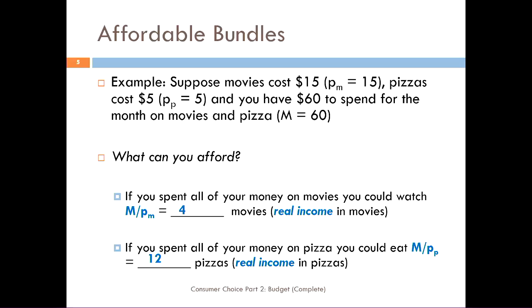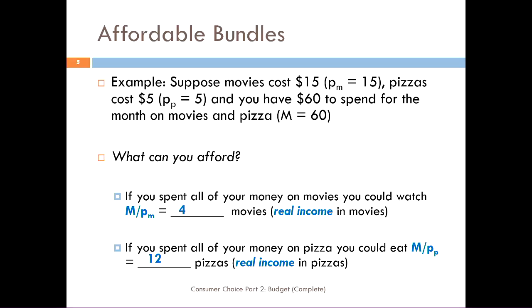Now note, we call this 4 and 12 the real income of the consumer in terms of movies and pizzas respectively. What do we mean by that? Well, the M equals 60, we call that your nominal income. Nominal means that it's your income as expressed in the currency you're using. So here we're using dollars. So this is your income in terms of dollars, the currency you're using.